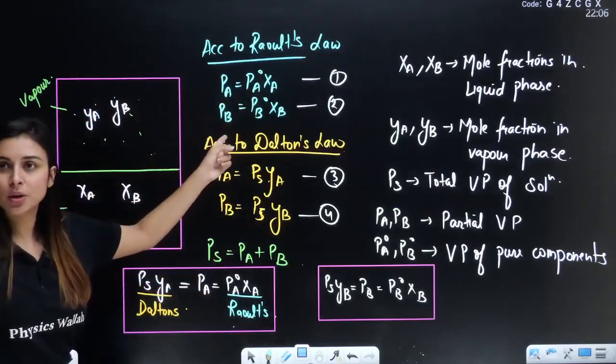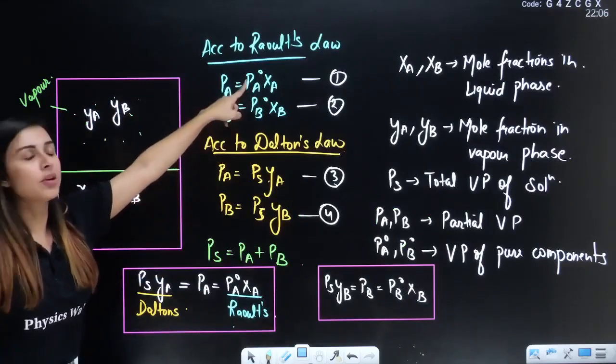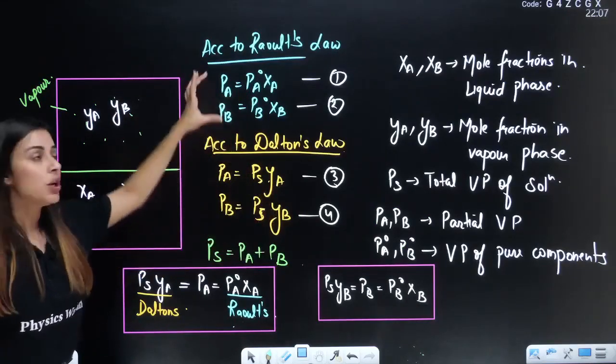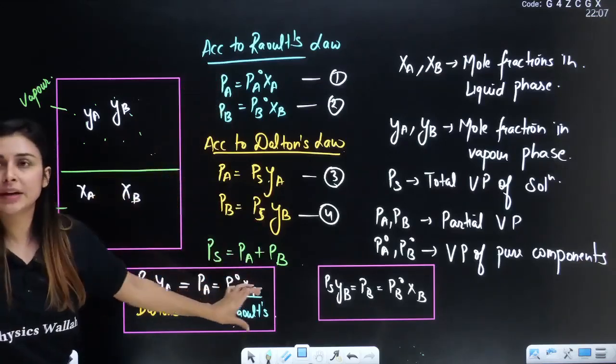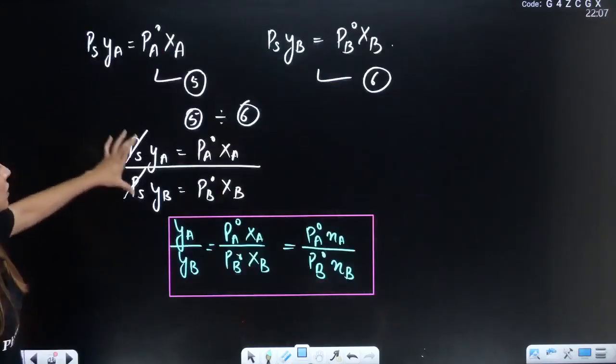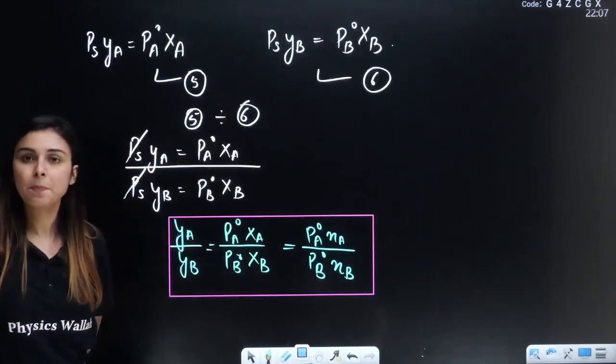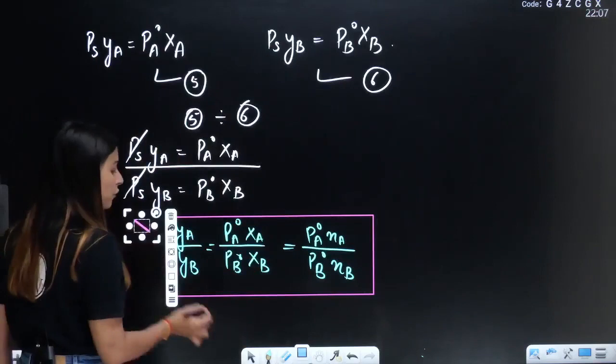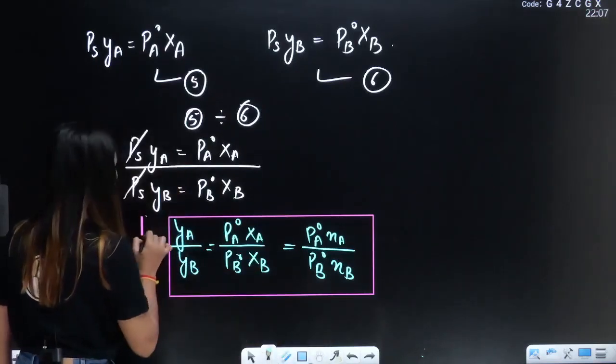What is partial pressure equal to? What do PA naught, PB naught denote? What do XA, XB denote? Then according to Dalton's law, this is the expression. You need to equate them. You did equate them, and when you equated them, you got this expression, and you use this expression for the formulas.